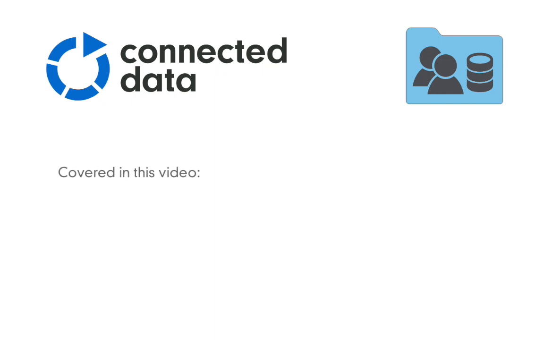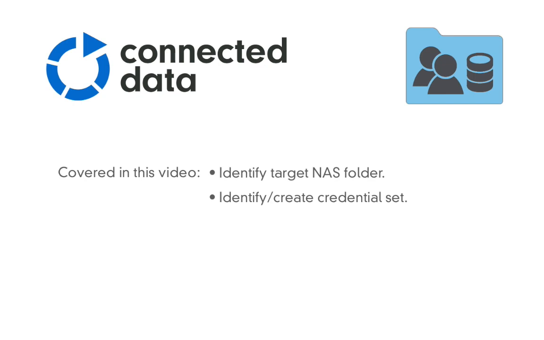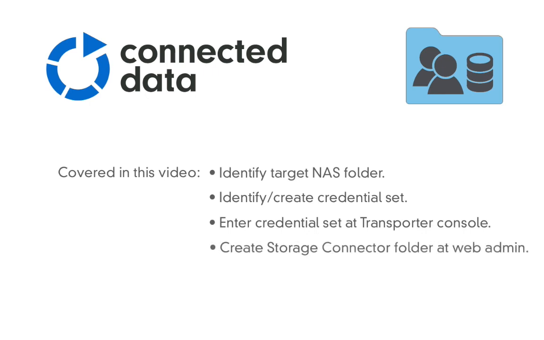In this video, we will go through all the necessary steps to create a storage connector folder. First, we'll identify a share on the NAS that we want to sync with the transporter. Next, we will identify or create a set of credentials at the NAS, which will give the transporter adequate access for any shares that you might want to create on that particular NAS. Then, we will enter that same set of credentials on the transporter at its console. Once we've done that, we will use the transporter management website to create the storage connector folder itself and begin synchronization between the two units.